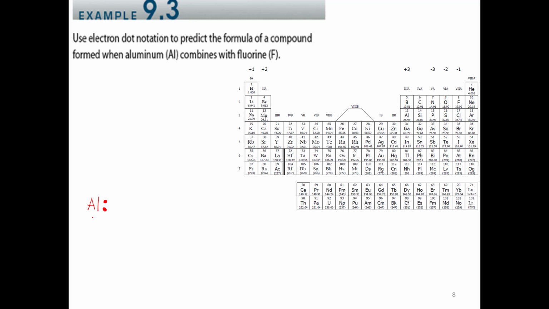1, 2, 3. The next thing we want to check is how many electrons fluorine has in the outer shell. Fluorine is in group 7, so fluorine has 7 electrons in the outer shell. And then 1, 2, 3, 4, 5, 6, 7.